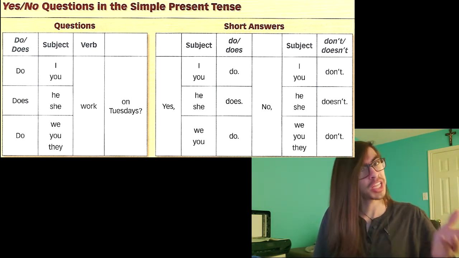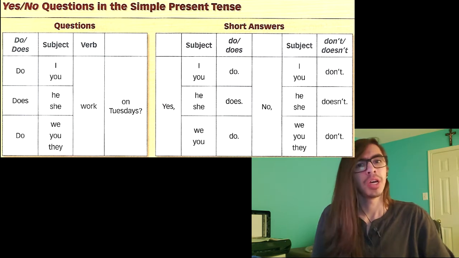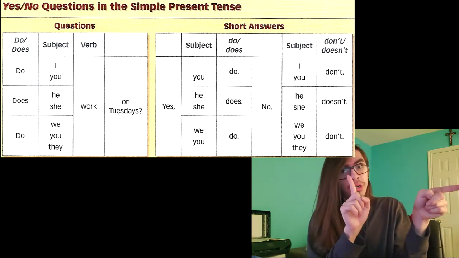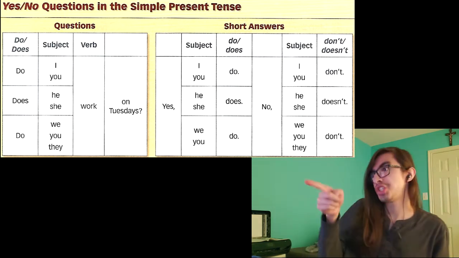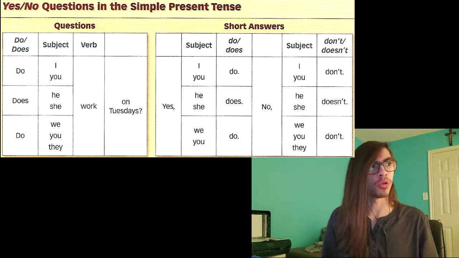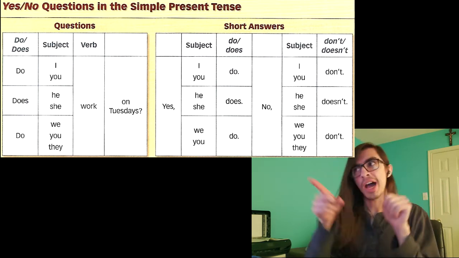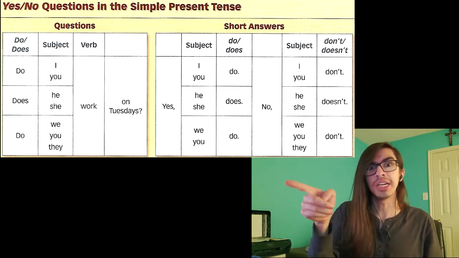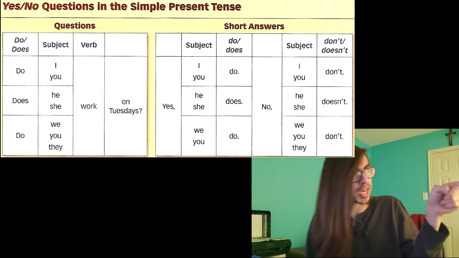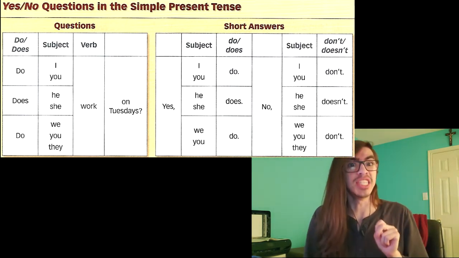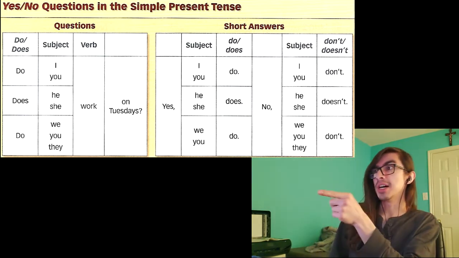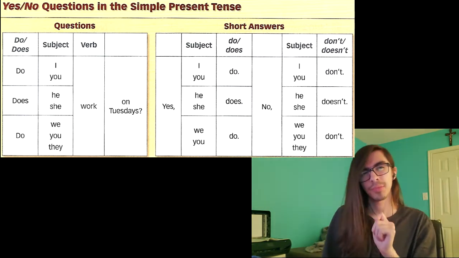So just like the other chart we saw earlier, this chart says whenever we talk about he, one person, he, or she, alguien como Erica or Javier or Roberto or Maria or cualquiera, one person ahí, we use does. Does blah blah blah blah blah. Okay?